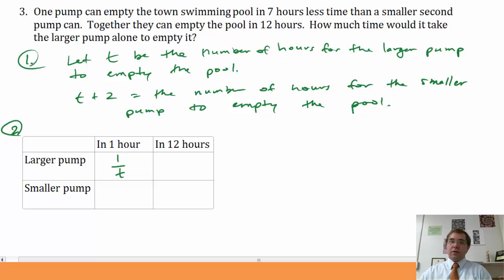If it takes it 2 hours to do the whole pool, in 1 hour it's going to do half of the pool. If it takes it 3 hours to do the whole pool, in 1 hour it's going to do 1/3 of the pool. So if it takes it T hours, it's going to do 1 over T, that fraction of the pool in 1 hour. In 12 hours, it can do 12 times that. So 12 over T, 12 times 1 over T. So we're going to take what we have in this column and multiply it by 12 to get what we have in the right column.